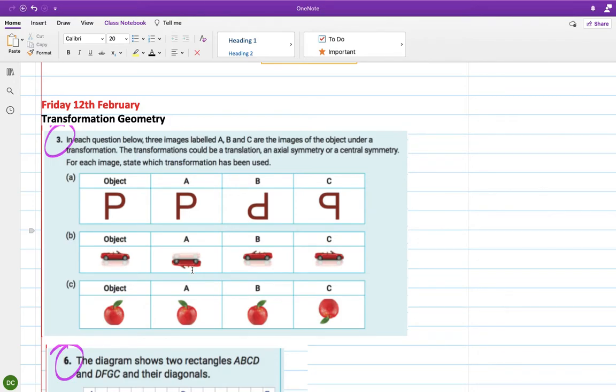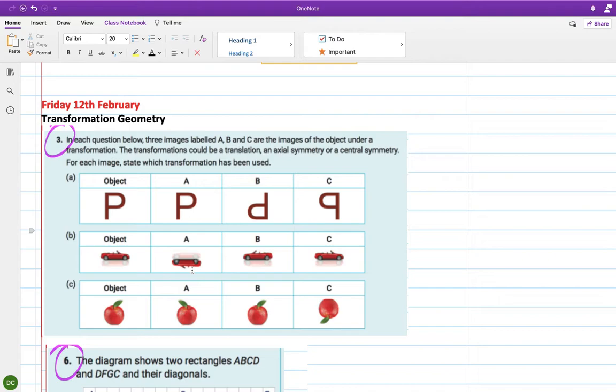So I'm going to start by looking at the few bits of homework that I gave you on transformation geometry. I went through this really quickly because I was explaining that we've done it this year, so I didn't think it needed a full recap. In the question, three images labelled A, B, and C are the images of the object under a transformation. The transformations could be a translation, an axial symmetry, or a central symmetry. For each image, state which transformation was used.